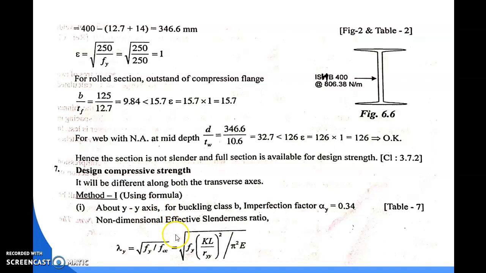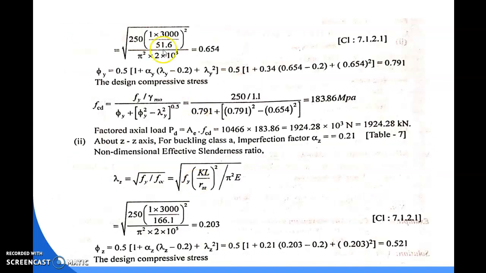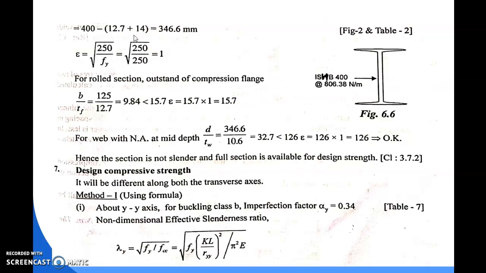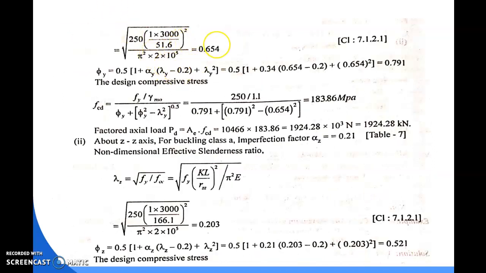For that, we put the FCC value directly in the formula of lambda. We know that lambda equals the square root of Fy by FCC. Here the FCC value is pi square E divided by slenderness ratio to the power 2. So directly we put this value here. Then by putting the values of Fy, KL, RYY and E, we got the value of lambda as 0.654.